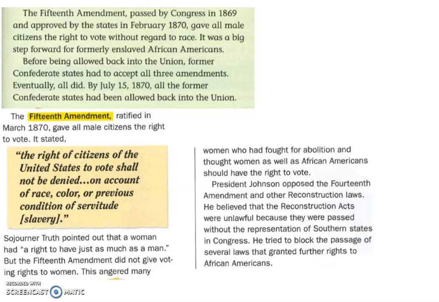Now, it's interesting to note that President Johnson opposed the 14th Amendment and other Reconstruction laws. He believed that the Reconstruction Acts were unlawful because they were passed without the representation of Southern states in Congress. Because remember, the Southern states were not part of Congress because they were not part of the Union again until after they had ratified these amendments already. So President Johnson thought it wasn't fair that the South had to agree to these laws without ever being a part of making them. He tried to block the passage of several laws that granted further rights to African Americans.